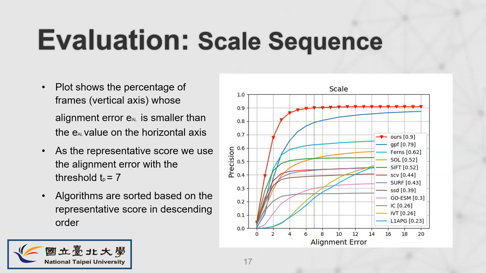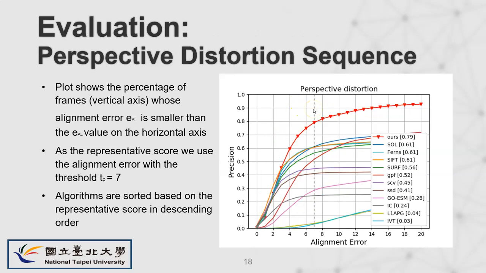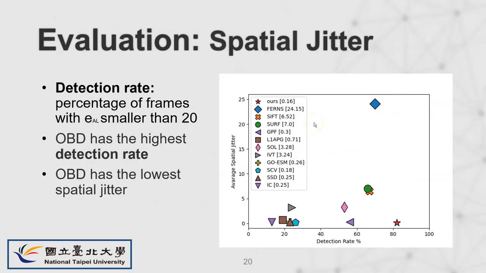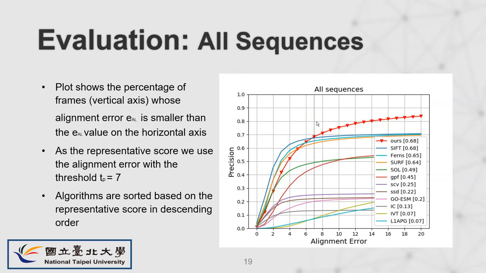As you can see, in the scale video sequences, OBD dramatically outperformed other trackers, and OBD successfully detected the object pose in 90% of the frames with alignment error equal to 7. In the perspective distortion video sequences, OBD also outperformed all other trackers and successfully detected the object pose in 79% of video frames with alignment error equal to 7. Finally, OBD demonstrated the best average performance across all video sequences, and it successfully detected the object for 82% of frames with alignment error less than 20.